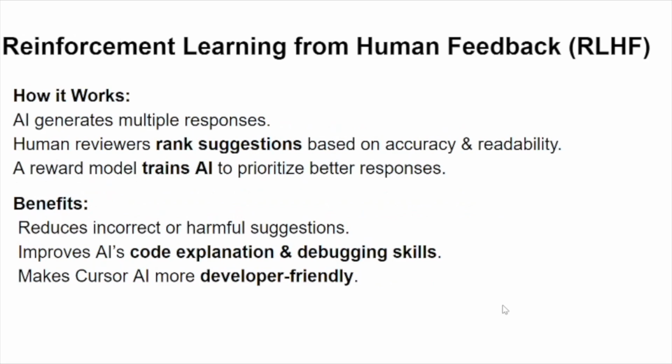Reinforcement learning from human feedback. The model generates multiple possible code suggestions for a given input. Human reviewers rank these suggestions based on accuracy, readability, efficiency, and security. The rankings are used to train a reward model, which guides the AI in selecting the best response. The model is fine tuned to prefer high quality responses over low quality ones.